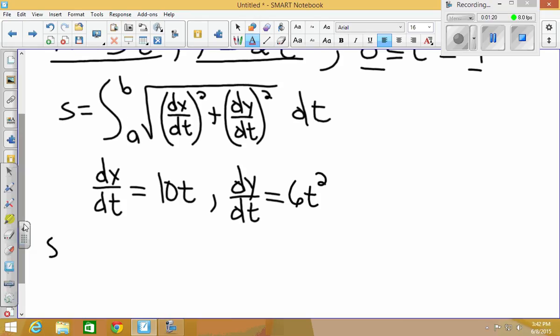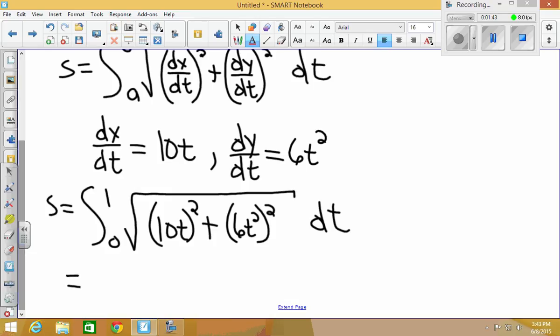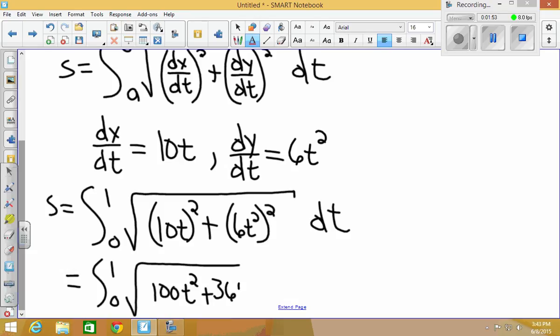So the arc length will be equal to the integral from 0 to 1, the square root of dx/dt, so 10t squared, plus dy/dt squared, so 6t squared squared, dt. Squaring those terms in the radicand, we get the integral from 0 to 1, the square root of 100t squared plus 36t to the fourth, dt.